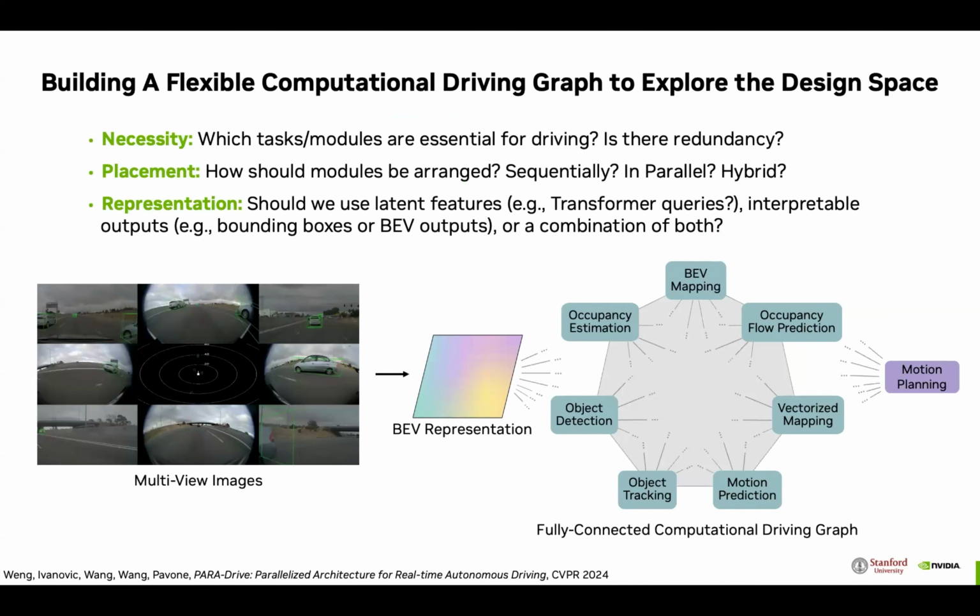There are many different ways you can architect an autonomous stack in a full end-to-end paradigm. And so for that, in a paper we presented at CVPR last year, we proposed a computational graph framework to model the general driving task. Through this framework, we were able to exhaustively evaluate several different architectures in terms of the necessity of a given module, its placement in terms of relative dependency, and also how to represent information. For example, we want to represent the information in a rasterized way or in more vectorized ways, and so on and so forth.